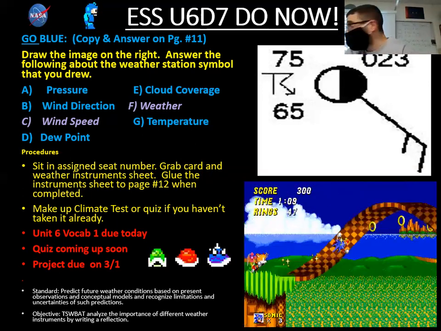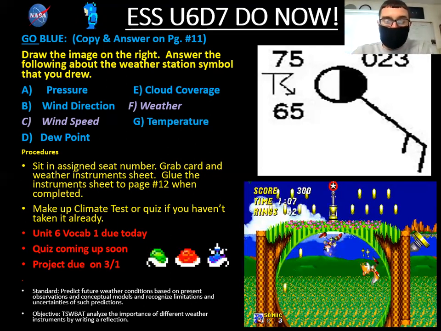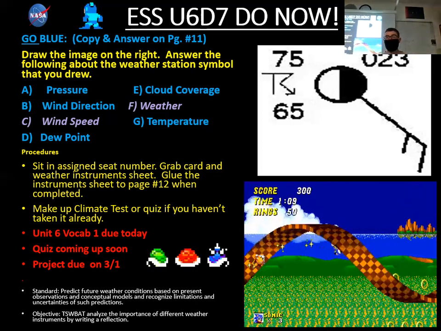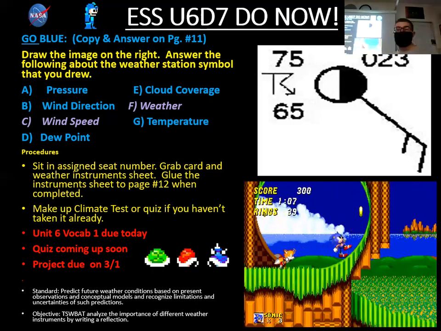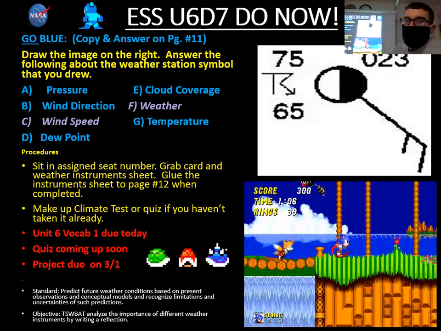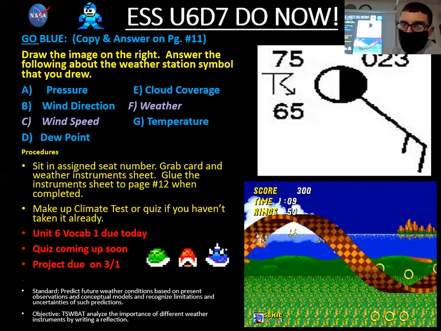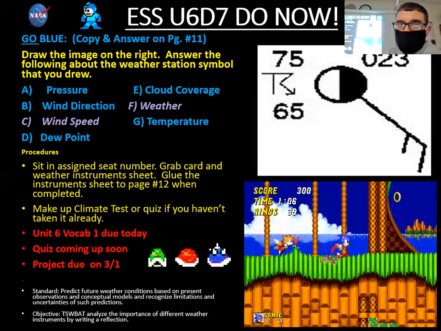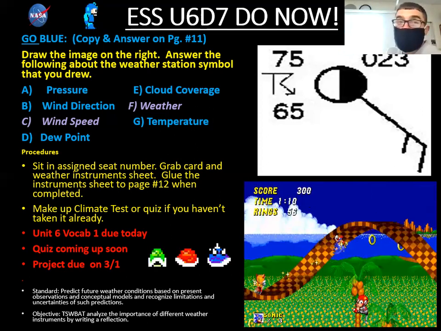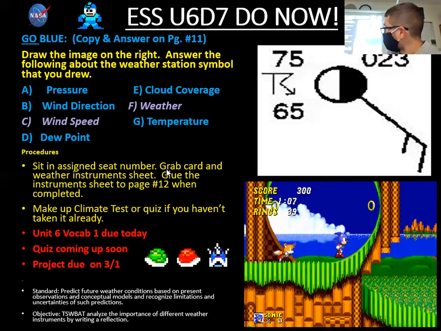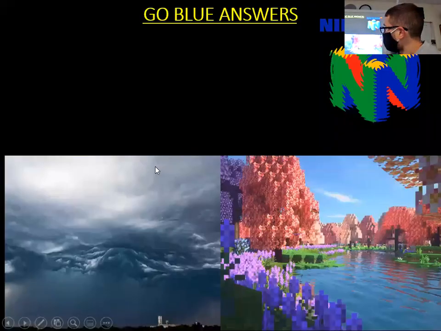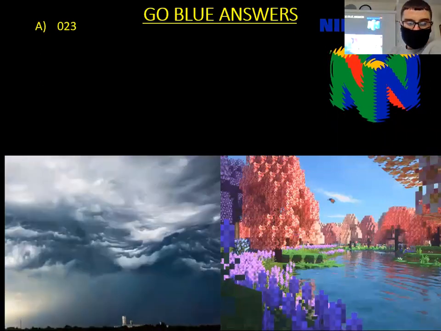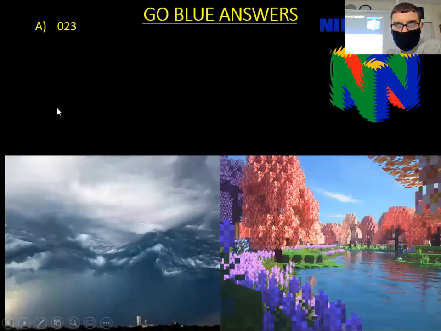So letter A and B, do I have an answer for who could tell me what the pressure and the wind direction of the symbol would be? Add it in the chat at any time. If not, we'll do it in person and I'll help out as well. Angel, did you have an idea as to what pressure could be? What number? Top right? Yep, 023. So Angel just correctly told us that the pressure number is 023, letter A. All right, so that is our pressure number.